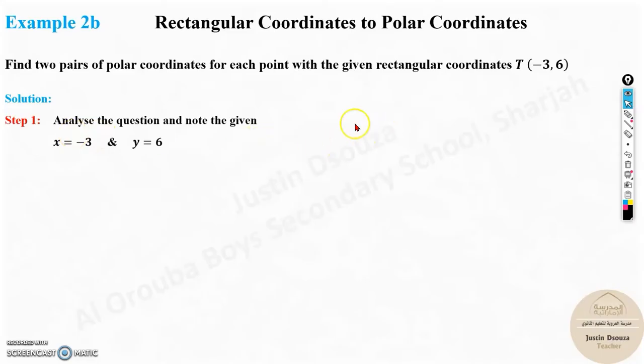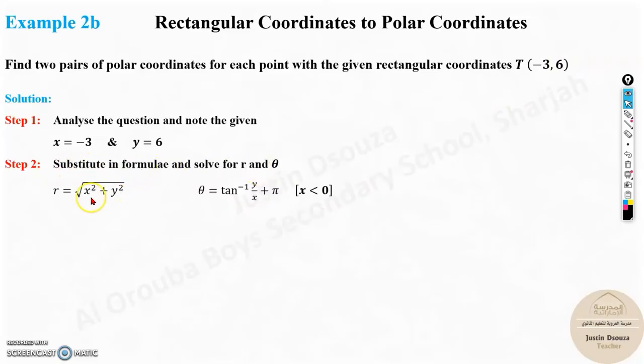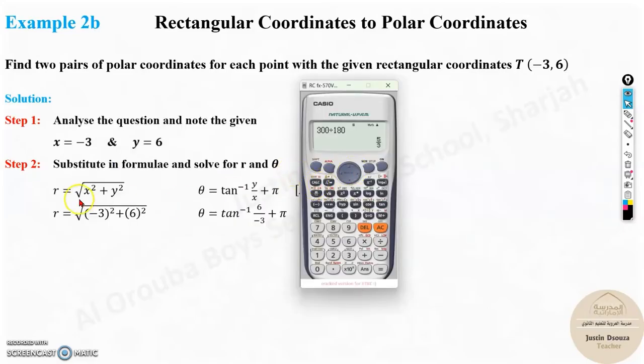Here we need to analyze the given: x is minus 3, y is 6. Now substitute the formula and solve. Over here r equals root of x square plus y square. X and y are given. Substitute. Same thing over here, tan inverse y by x. Remember, y is first, on top: 6 by minus 3. This pi is very, very important because it's a negative x value.